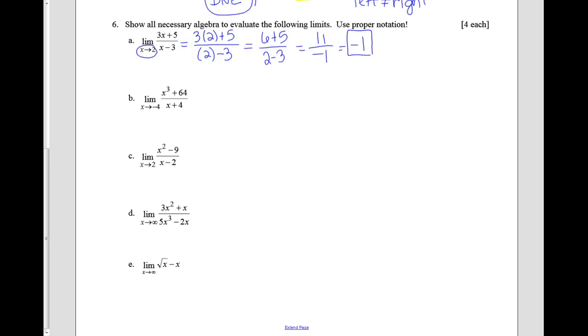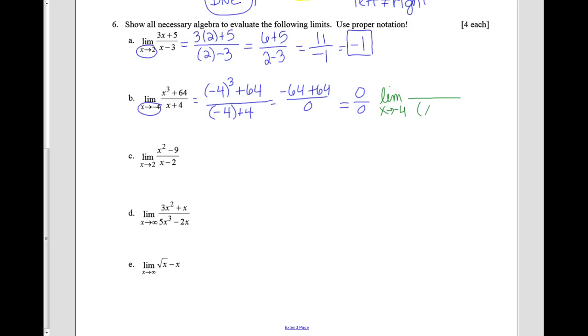All right, on part B, I need to plug in x equals -4. If I have -4 and I cube it, that's going to equal -64. Plus 64 is going to give me 0 on the top of my fraction. On the bottom, if I plug in -4 plus 4, that's going to give me 0, and 0 over 0 is indeterminate. That doesn't mean I stop. That means I factor. Remember, I need to rewrite this limit as x approaches -4 because I'm still going to have x's in my problem.